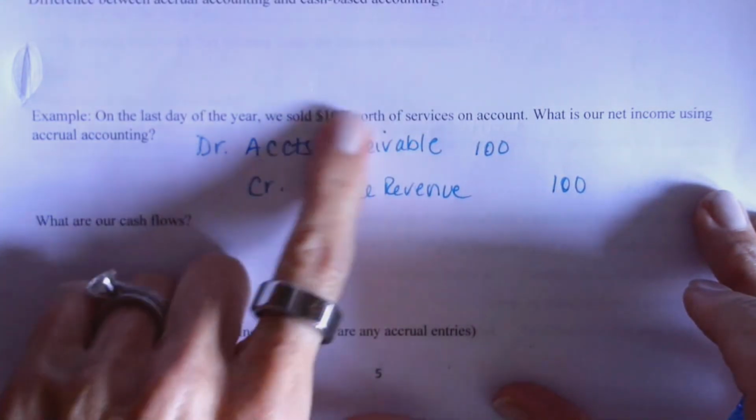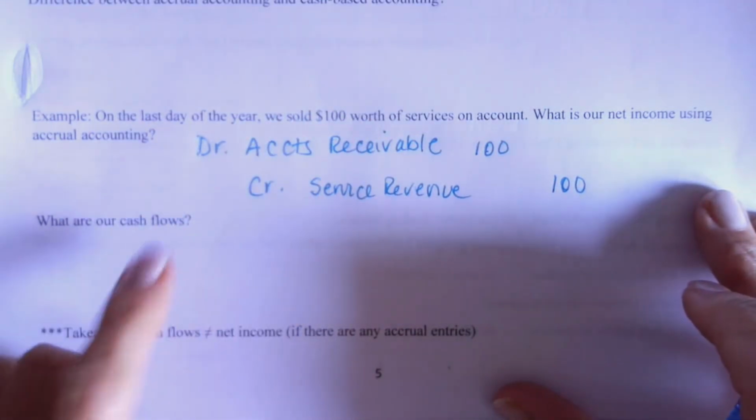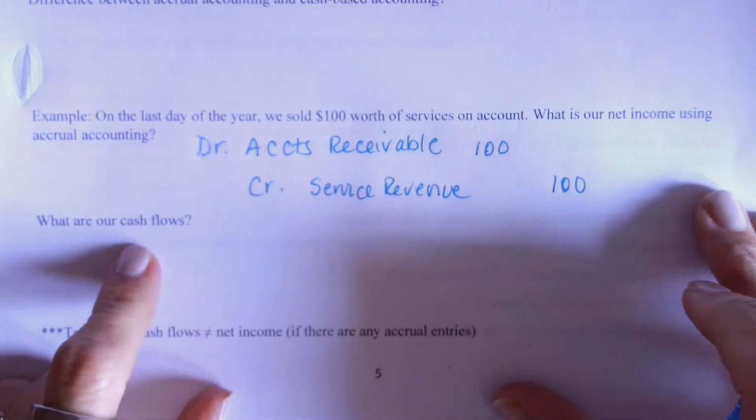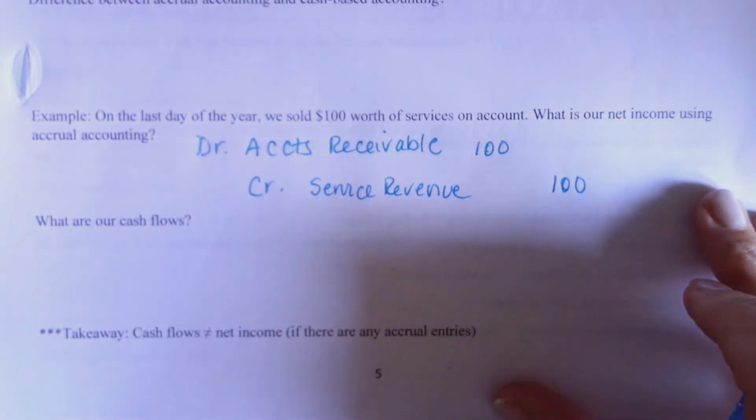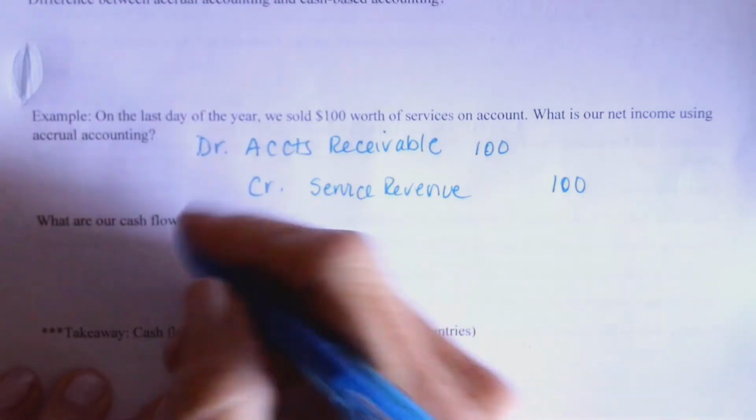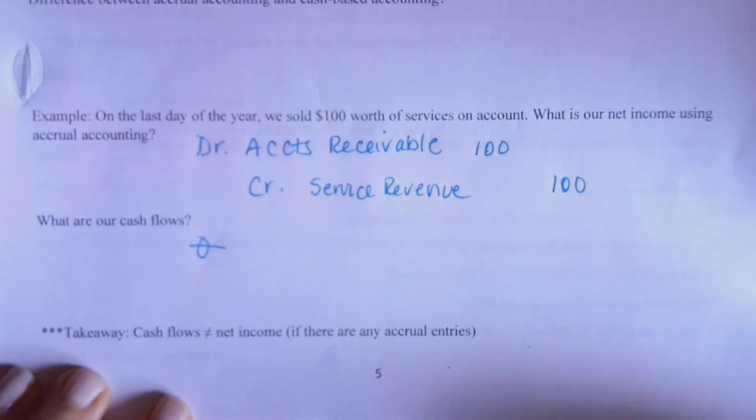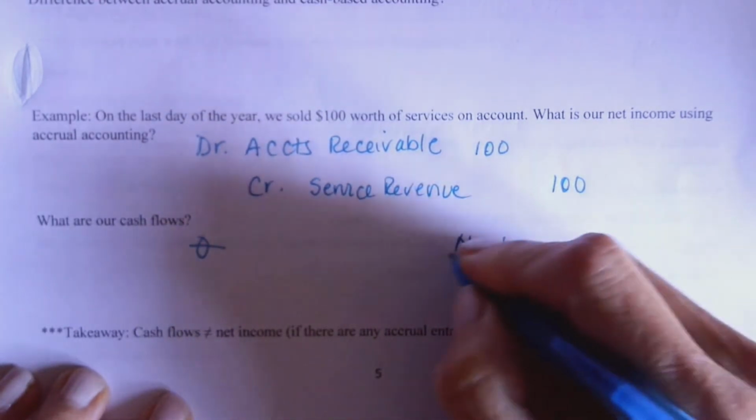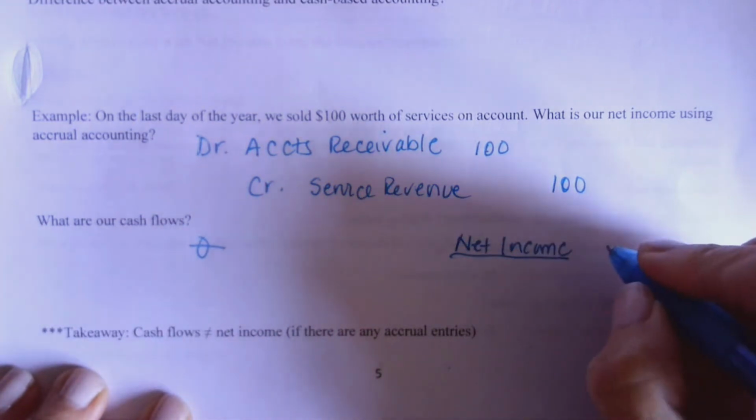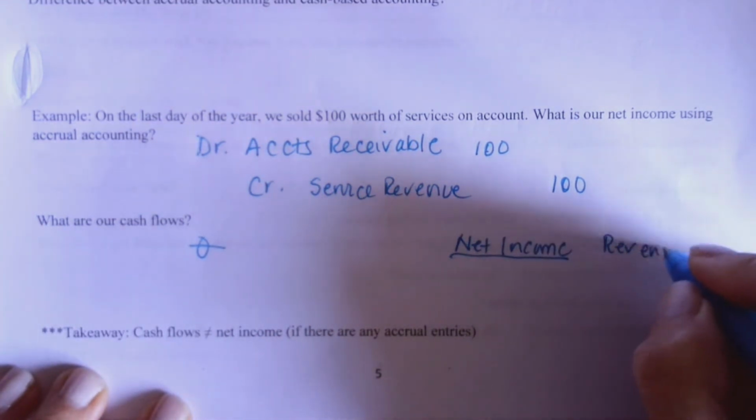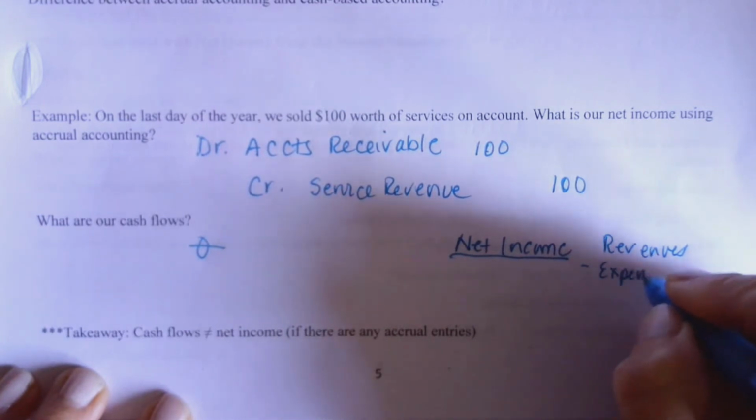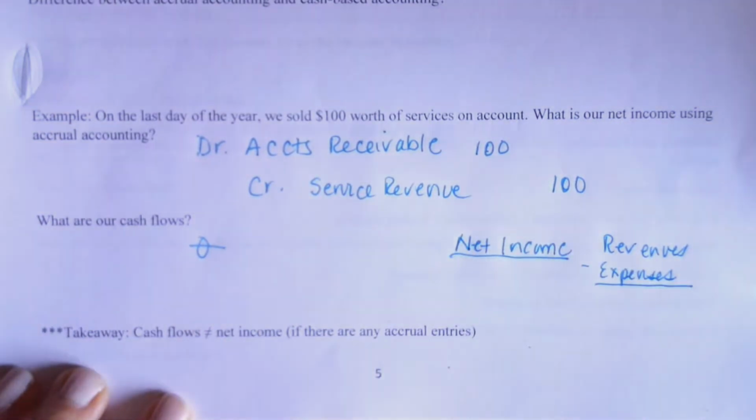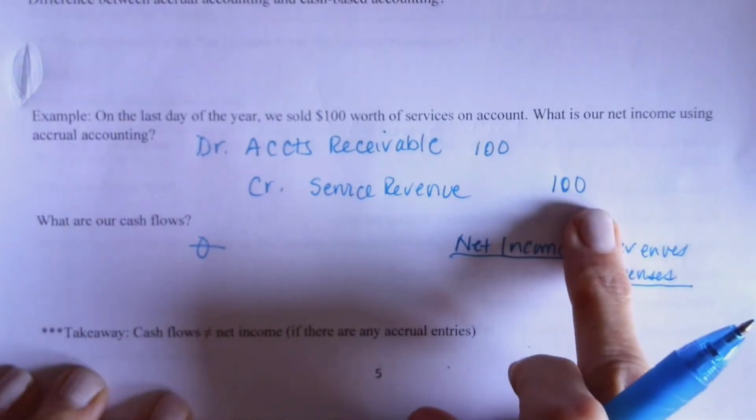So in this particular case, if this is all that happened this year, what are our cash flows? Is either one of those cash? No, so it's 0. We have no cash flows. But what's our net income? If you remember, net income is basically revenues minus expenses. It'd be 100, because we recorded revenue of 100.